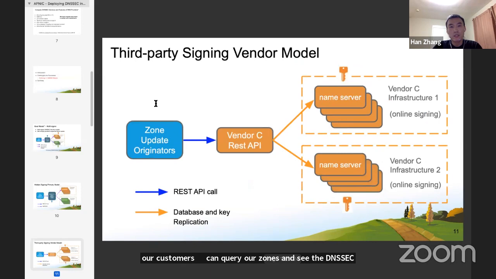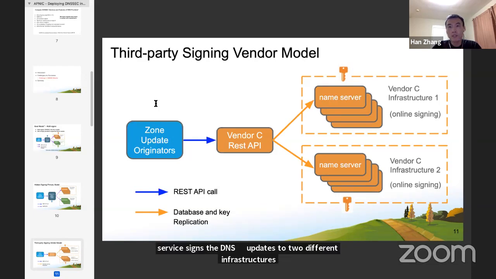The second DNSSEC model we applied is a third-party signing vendor model. In this case, the left side is the same. It is the zone update originators. But the difference here is these applications directly send the DNS updates to third-party REST API services. And this REST API service sends the DNS updates to two different infrastructures from the same DNS provider. And these two infrastructures do the online signing. And our customers can query our zones from there.